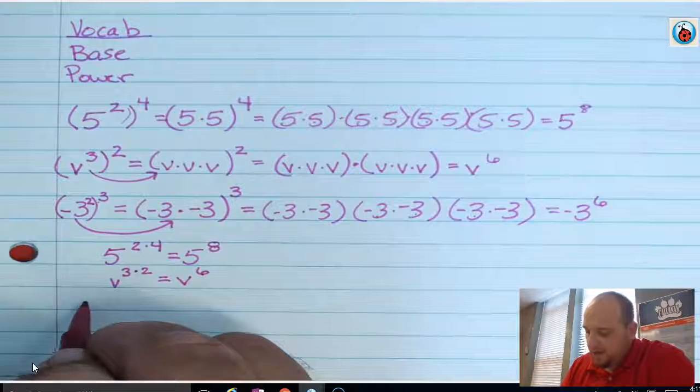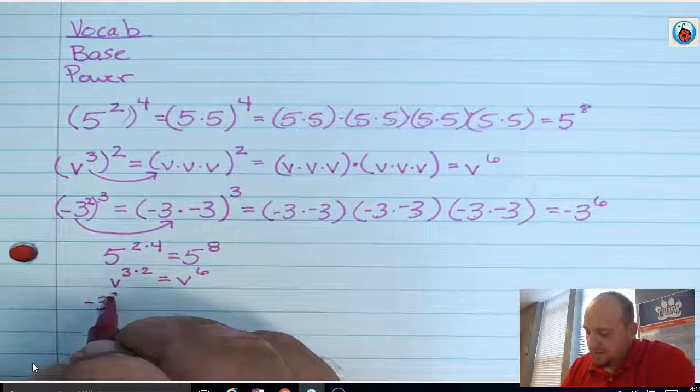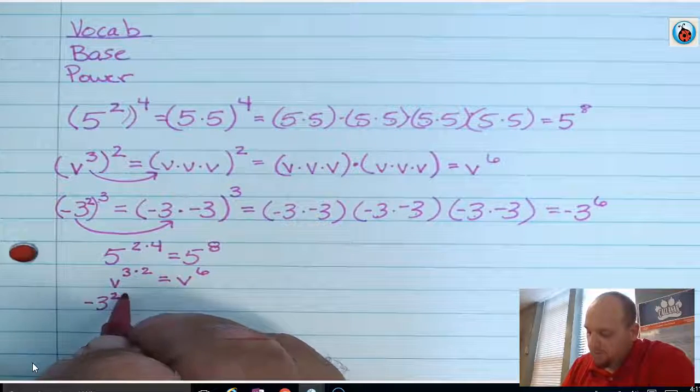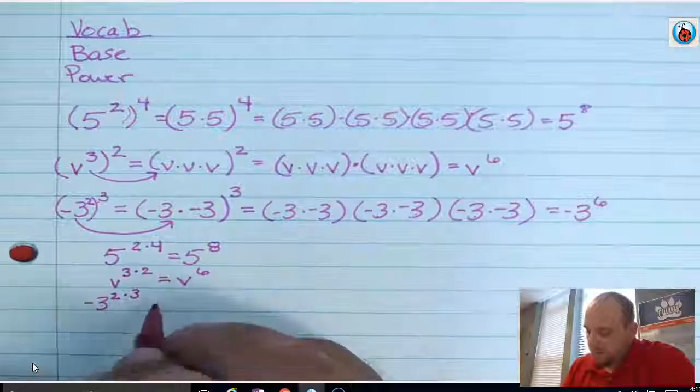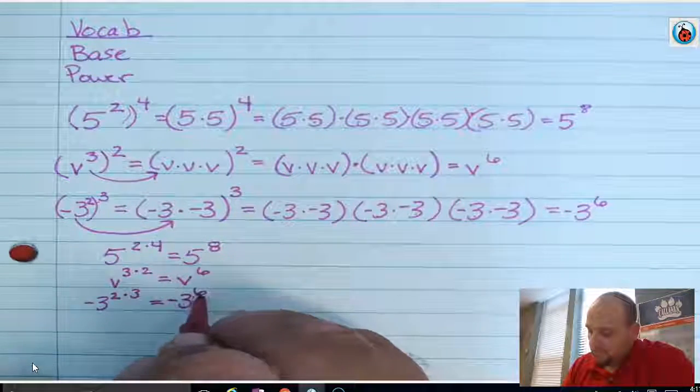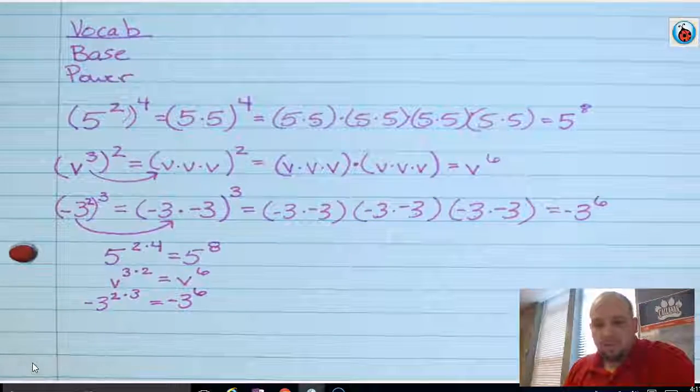And then the last one, I had negative 3 to the 2nd power. What was happening on the outside? It was being raised to 3. So I'm going to multiply that by 3. What does 2 times 3 get you? 6. So that's the quick way to do these.